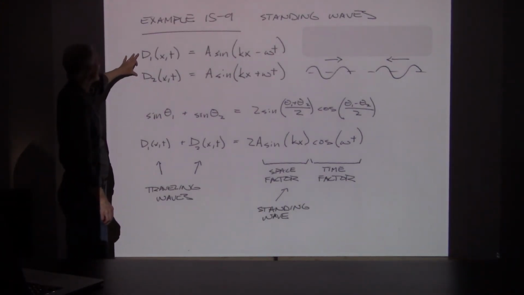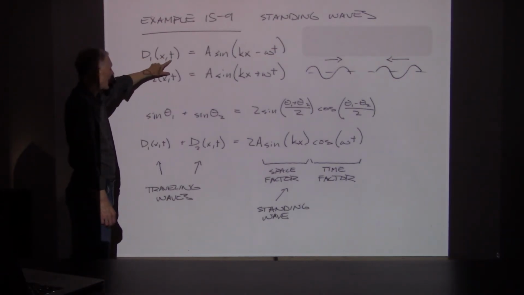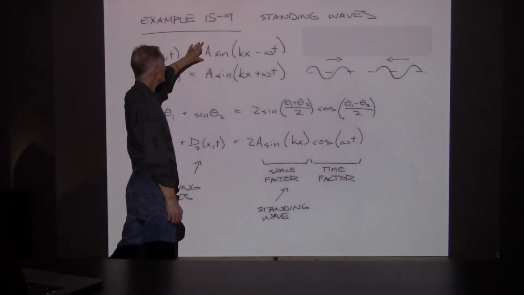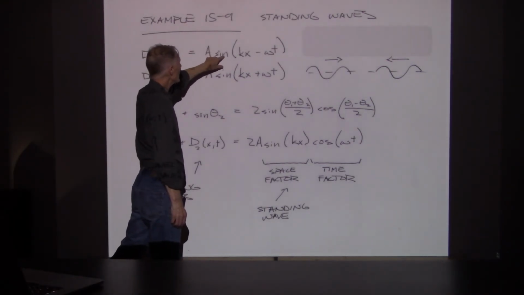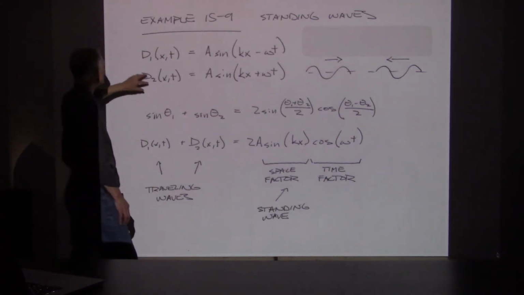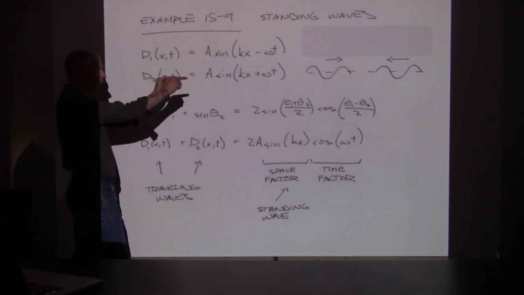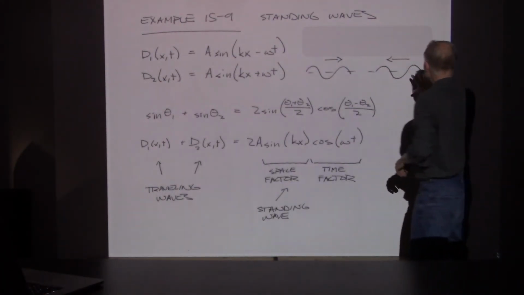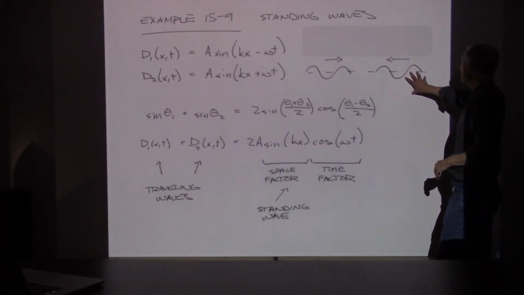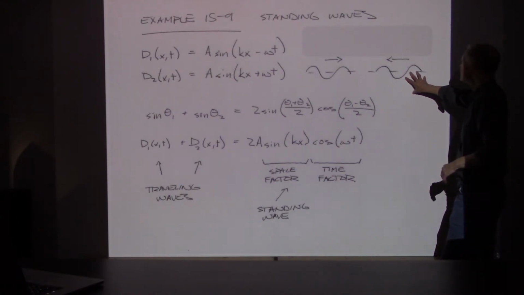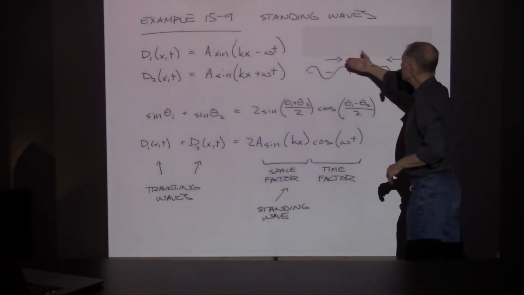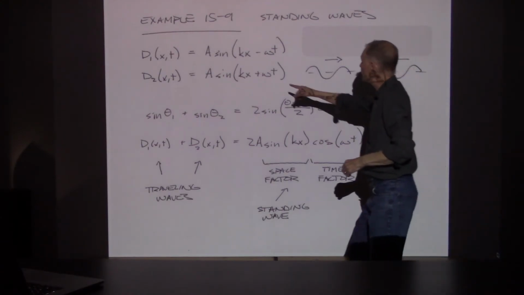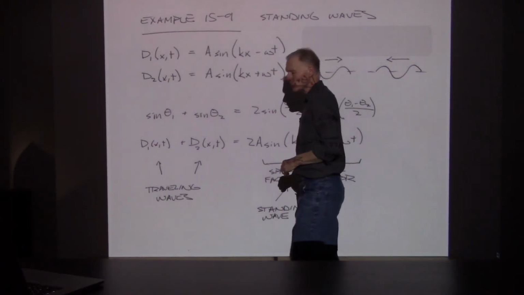So what I'm going to do is start with wave number 1 and say that its displacement as a function of position and time is written as amplitude sine(kx minus omega t). That's moving to the right. d2, the function d2, is going to describe the motion of the medium of this wave going to the left. So to do that, I just changed it to a plus sign.